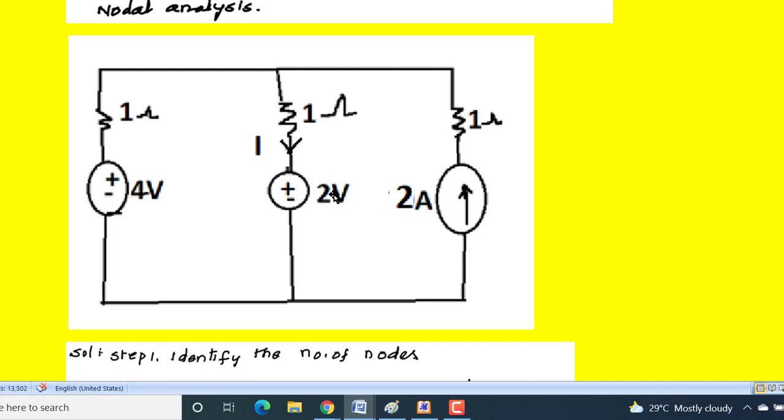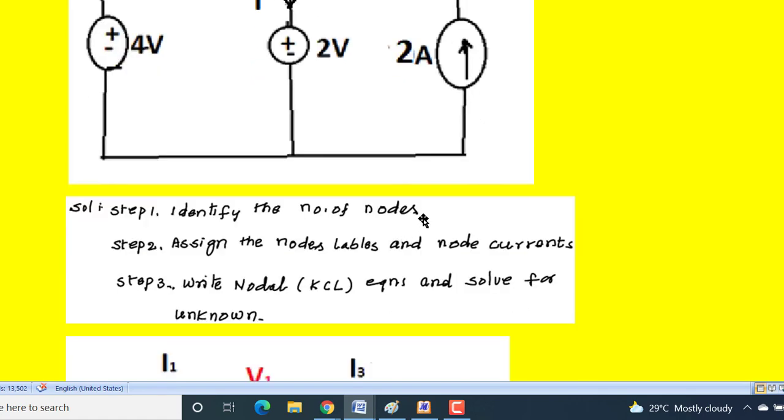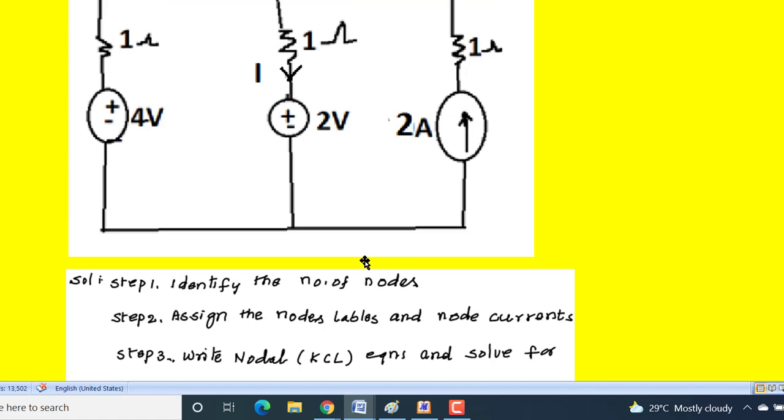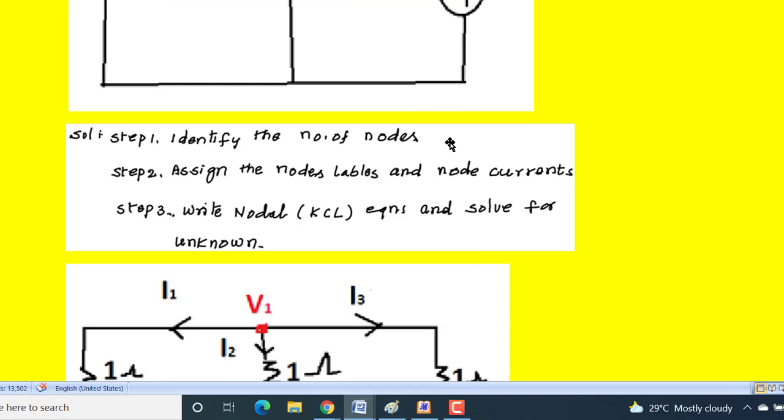To find the current flowing in the 2 volts branch, we have to follow a certain procedure. First step is to identify the number of nodes present in the circuit. In this case there are only two nodes, this is one node, this is another node. As I said, node now onwards means major node. Step 2, assign the nodes and their nodal currents. Step 3 is write the KCL equation at the non-reference node, and then solve for the unknowns. This is the procedure to be followed to solve this problem.